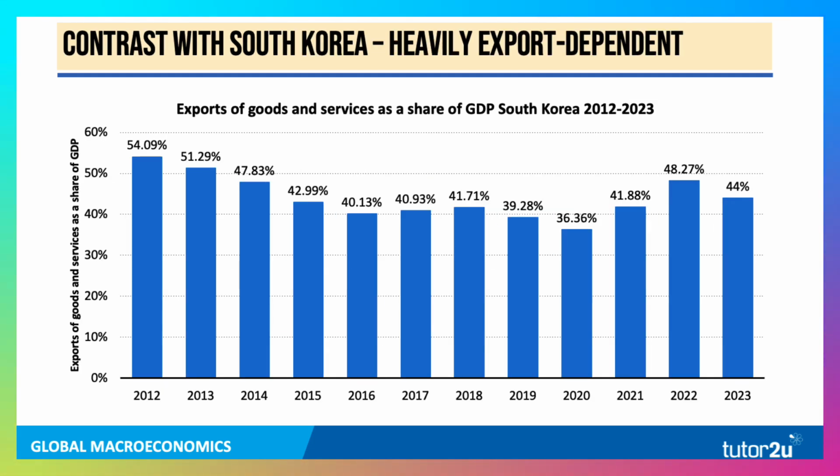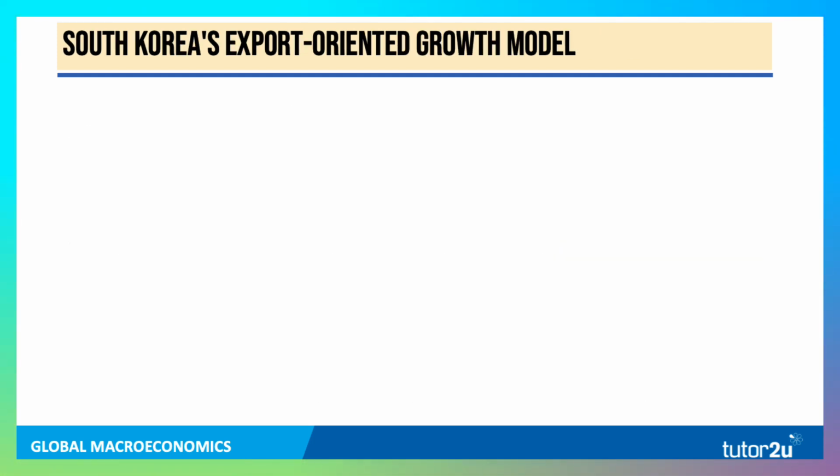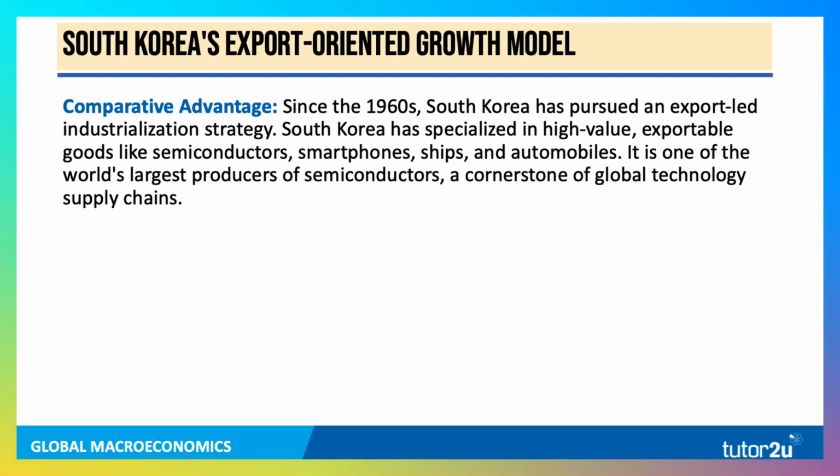Now contrast the United States, where exports are around 10% of GDP, with South Korea. Again, there has been a bit of a fall since 2012, but the figure is at or above 45% of GDP. So their exports of goods and services account for nearly or just under half of their national output. South Korea has an export-oriented growth model.